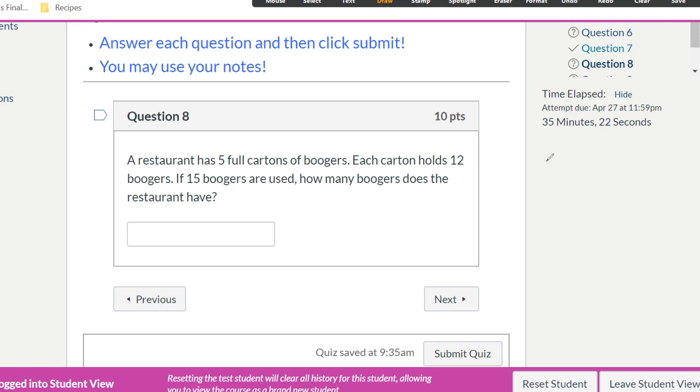Well, I know 5 cartons is really just 5 cases or 5 boxes of boogers. So I know we have 5 groups of 12, and that's going to tell us how many boogers are there in total. And they say if 15 of them are used, I'm going to lose 15 because they want me to find how many they have. Well, if they use 15, they lose those 15. So I know that this expression is going to be 5 times 12 minus 15, and I'm going to solve parentheses first, and then write that. And I know 60 minus 15 is 45.